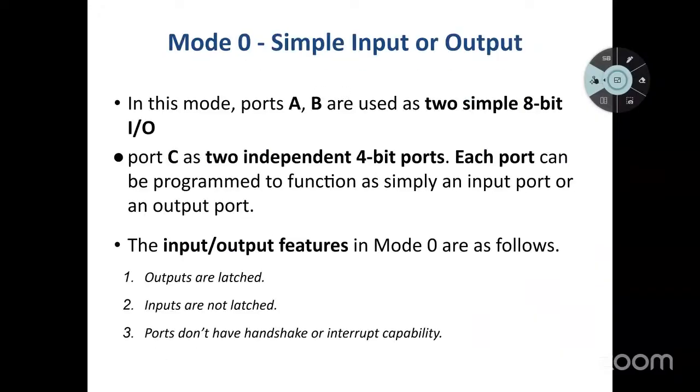Next, see here, mode 0, the first one. Mode 0, input output, the IO mode. In this mode 0, 2 ports are working, that is port A and port B, as simple 8-bit ports, and we can also use the port C 2 parts independently. The 4 pins separate, 4 pins separate we can use in the 8255 mode 0, mode of input output.